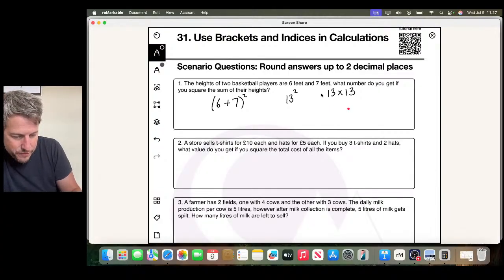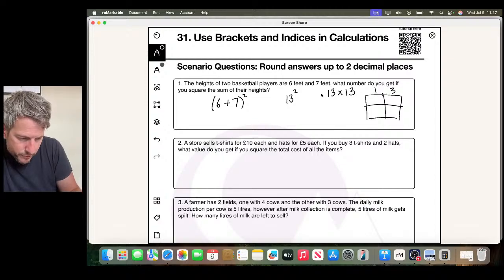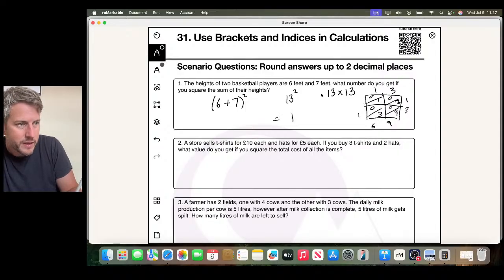Let's do this with the grid method. 1, 3, 1, 3. And then, so 3 times 1, 3. 3 times 3, 9, 1. And then, so here we go, that's 9, that's 6, and that's 1. So there we go, so the answer is 169.